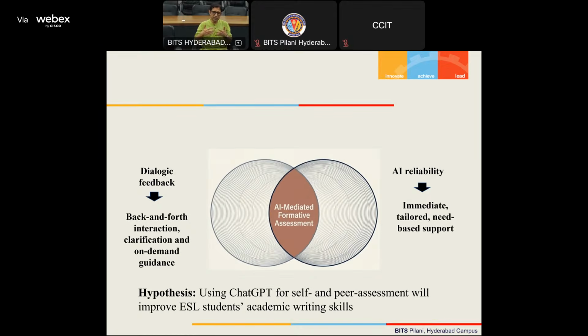So the continual interaction with ChatGPT was beneficial. Theoretically, it comes from Carless and somebody else, I think 2011. There is a theory. And then reliability of AI comes from the immediate, tailored, and need-based support that you get from AI. But I thought reliability doesn't mean that it's absolutely reliable. To some extent, it's reliable.